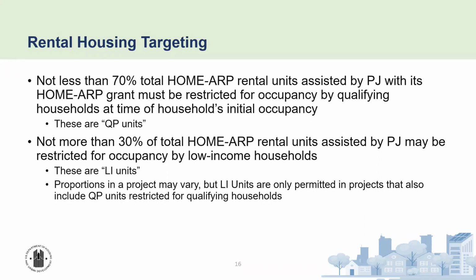To improve the financial feasibility and long-term viability of these projects, we're also allowing PJs to include a small percentage of HOME-ARP units that serve households with a slightly higher income. So no more than 30% of the total number of rental units a PJ assists with HOME-ARP funds can be restricted for occupancy by low-income households. These low-income units must be located in projects that also contain units restricted for qualifying households. But the proportion can vary as long as the total number of HOME-ARP rental units assisted by the PJ falls within these percentages. Next slide.